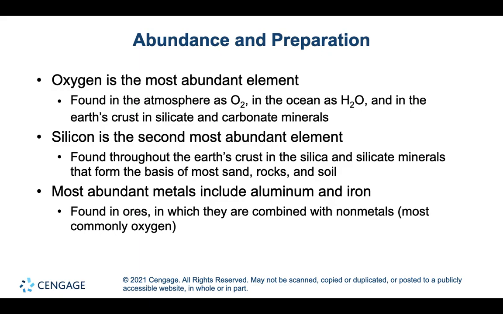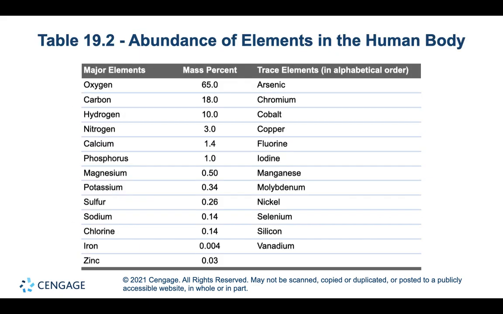In the ores, they're combined with other nonmetals, usually oxygen, and so there has to be some process in which you process the ore to purify the aluminum and iron metal from the ores. If we look at the distribution of the elements in our body, oxygen is again at the top, and a big part of that is the fact that it's the main component in water, and water is a big part of our body. But it's also found in other tissues besides the water portion of our body.